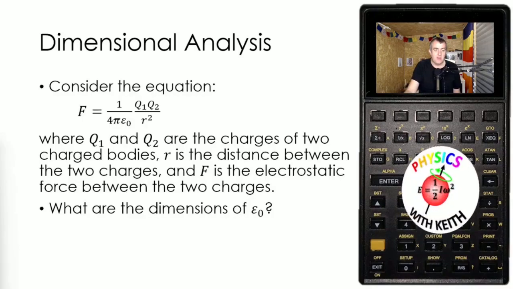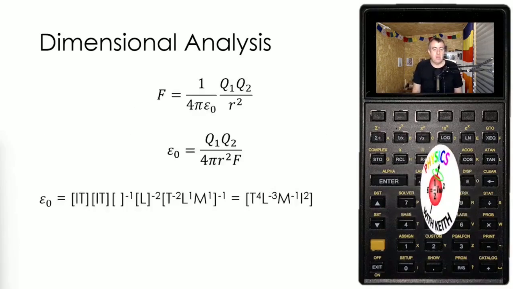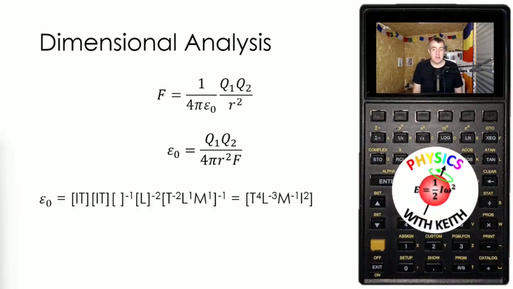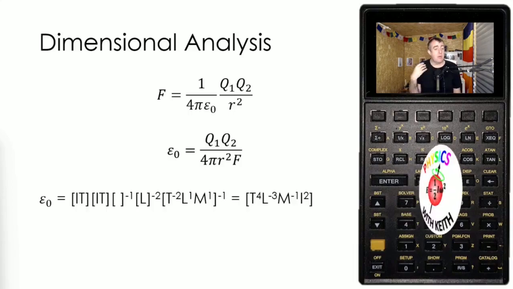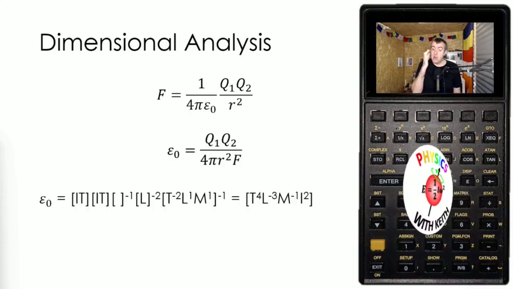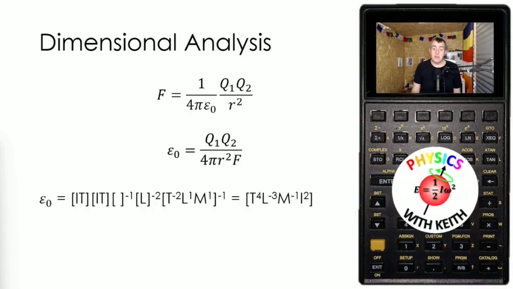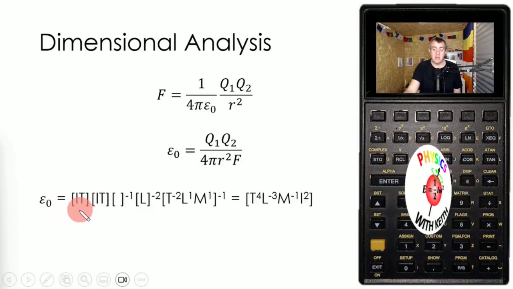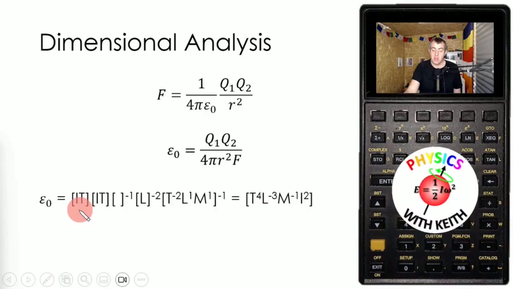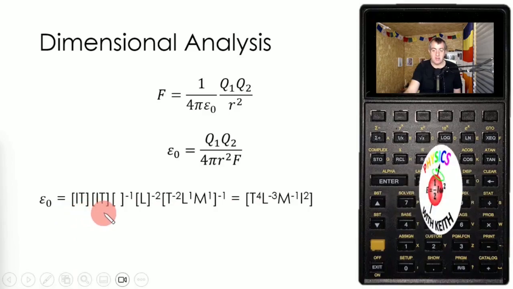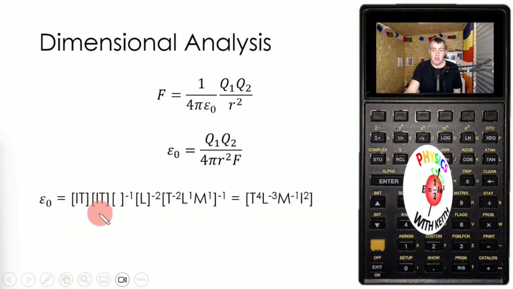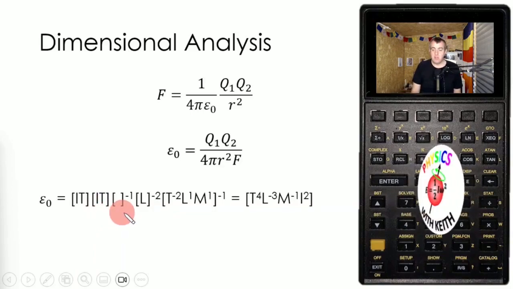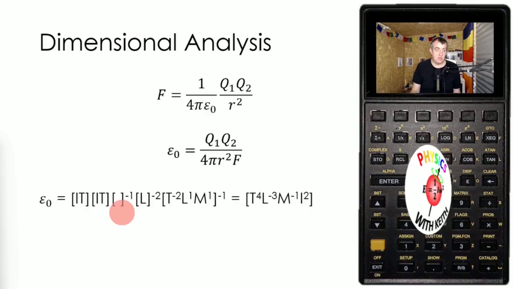The first thing we're going to do, we could take our equation, and we're going to rearrange it so that epsilon naught is the subject. Now we can do that comfortably because we've been practicing our algebra. Then what I'm going to do is put our dimensions in. Q1 has dimensions current times time. Q2 has dimensions current times time. The number 4 has no dimensions. So that's no dimension raised to the power of -1, it's just nothing.